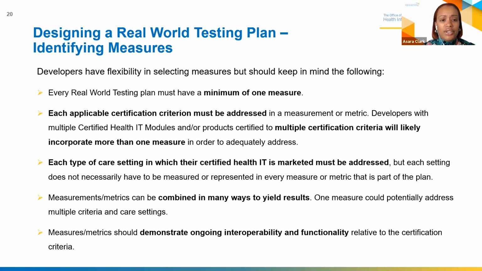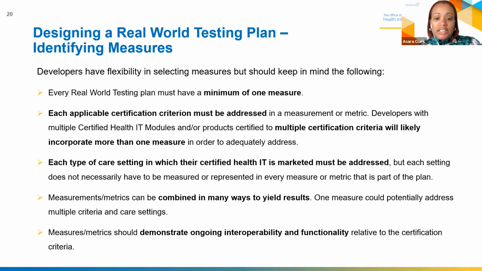So you want to be thinking about when you're deciding how you're going to measure conformity to the data exchange and interoperability certification criteria, because that's where we focus our real-world testing. You want to be thinking about what sets you apart, what you want to highlight about your certified health IT module as far as how it meets the requirements. You want to keep in mind every real-world testing plan must have a minimum of one measure, okay? If you have multiple certification criteria require real-world testing, you may have one measure that covers them all, okay, but there has to be a minimum of one.